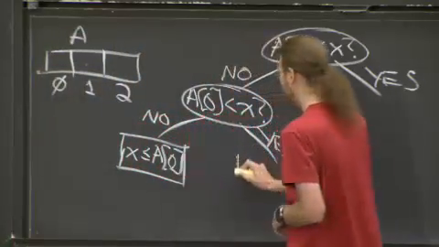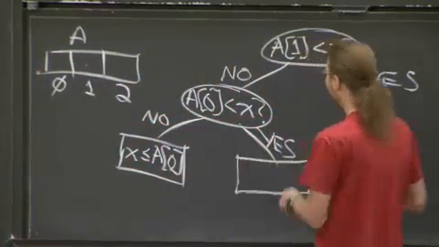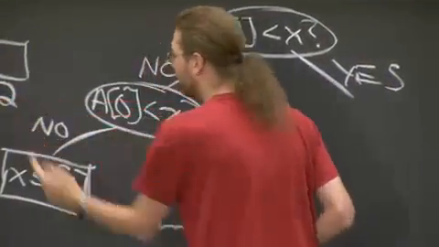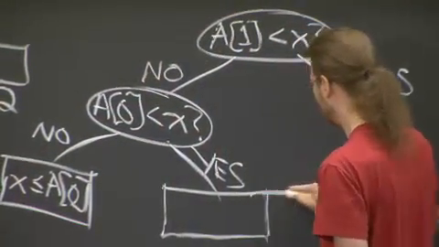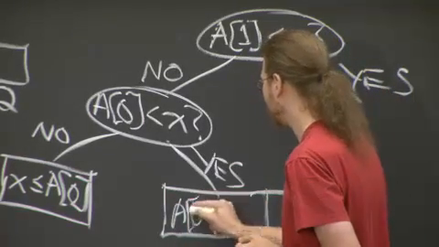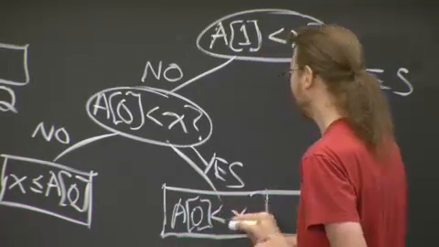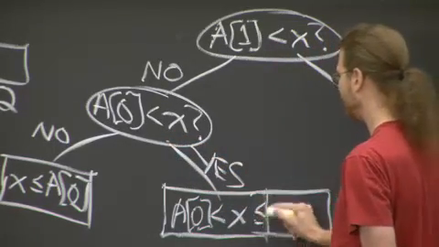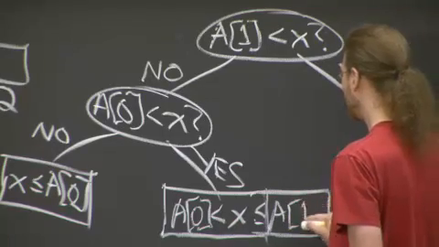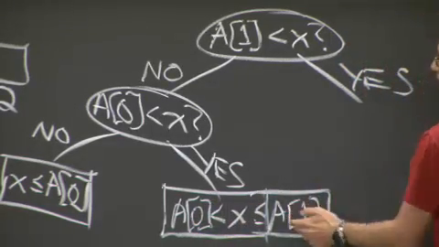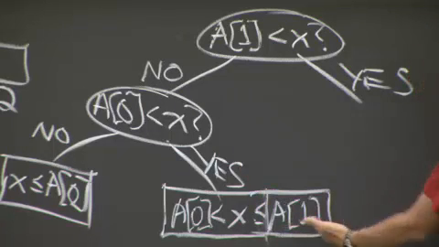OK? If the answer is yes, there's no to this question, yes to this question, then you know that x falls in between here. Probably need a wider box for this. So we have A0 is less than x. That was the yes to this. And the no to this means that x is less than or equal to A1. And so we've basically identified where x fits. It's in between those two values, possibly equal to this one. Again, one more comparison, you could figure that out.